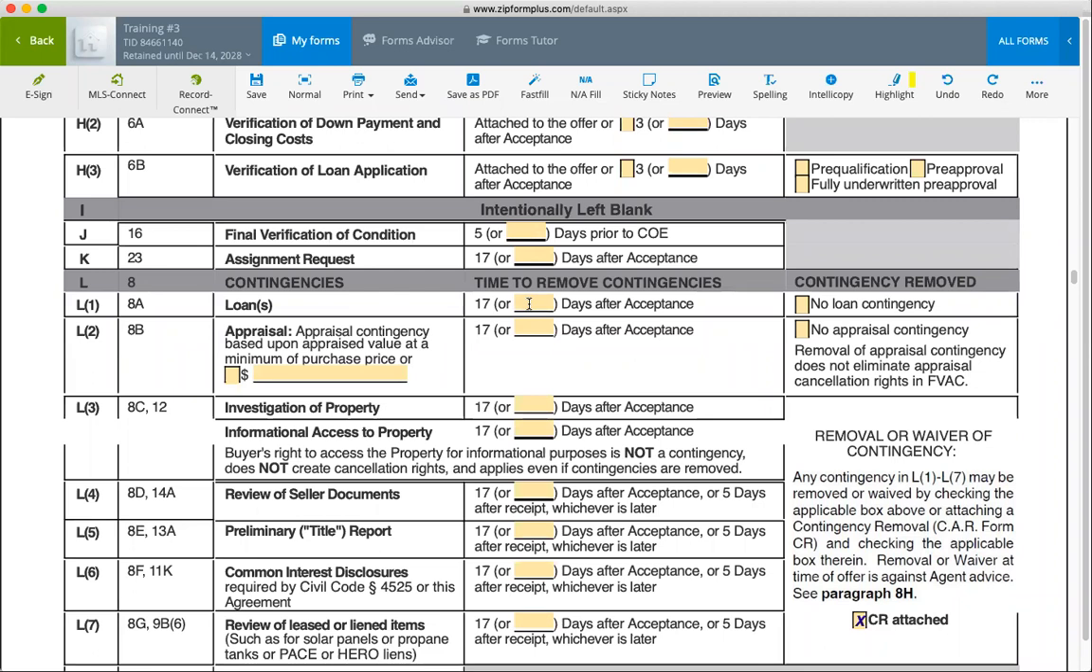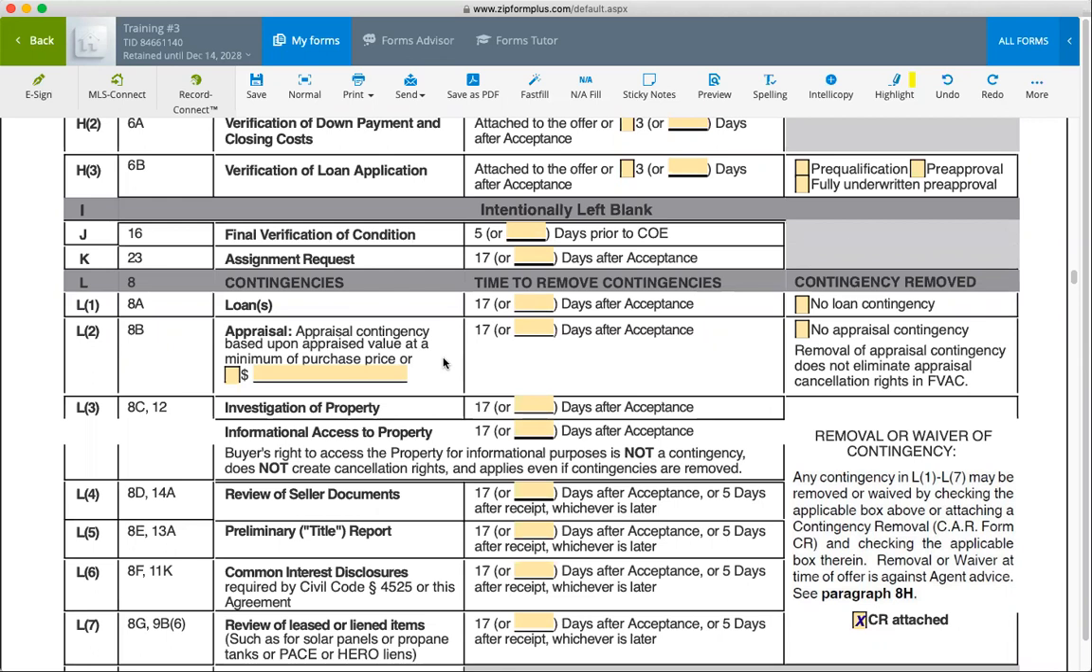Back, I don't know, last year, we were having trouble getting appraisers out on properties. So our lenders told us to put in 30 days instead of 17. I think we're back to a pretty normal cycle, and 17 days is doable, but be sure to check with your specific lender. And if you had no loan contingencies, you would check that box, no loan contingency.